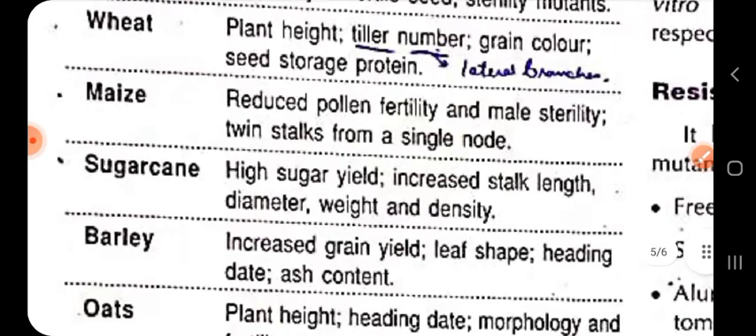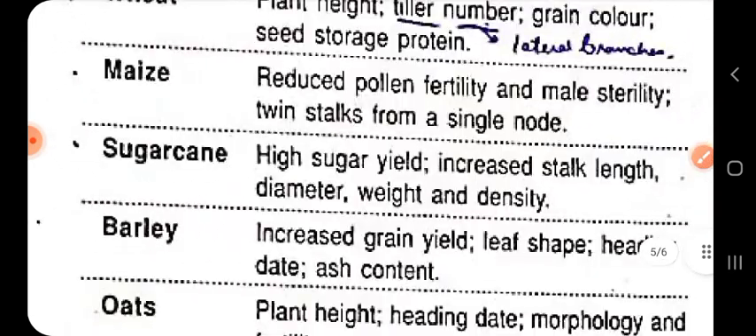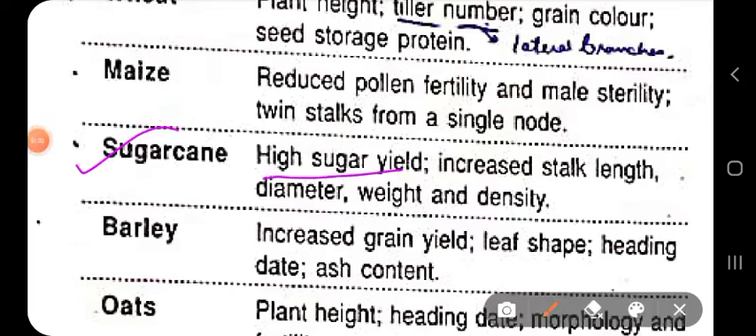Let us see, like for example, the sugarcane. Through somaclonal variation, we have induced some mutations, certain changes in the structure of their chromosomes that affect their trait. What type of change has occurred? High sugar yield, increased stalk length, that is desirable. Increase in stalk length means more sugar content, also diameter, weight, and density. So that's a good thing. Through this variation, we can make this type of sugarcane plant, which is of increased commercial importance.